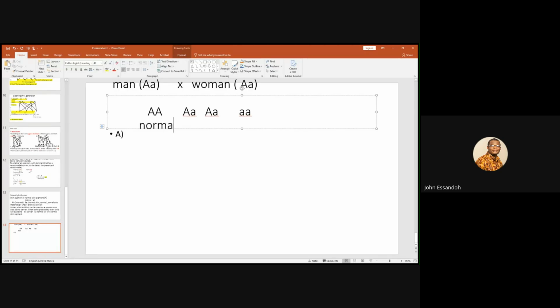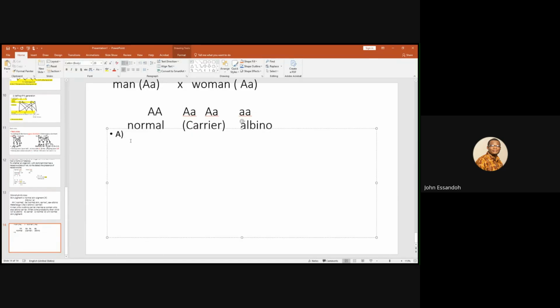That's normal. We refer to them as normal. Okay. All right. Those ones here will have normal skin pigment. Just that genotypically we refer to them as carriers. They won't be albinos, but they are carriers. And these are the albinos. Okay, albino. Okay, so the question one.